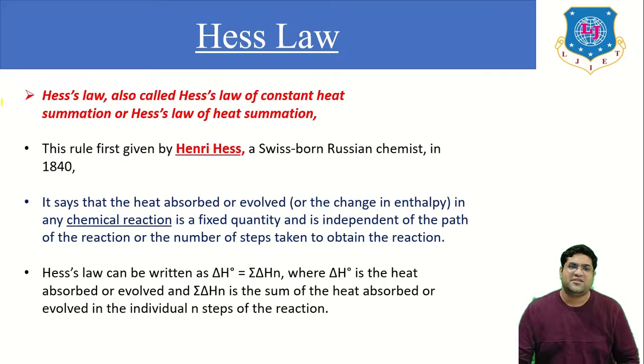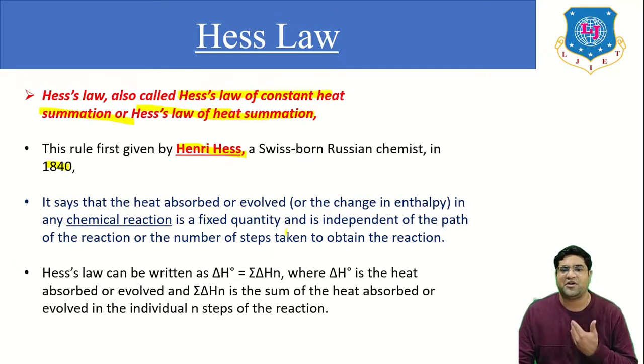Sometimes this law is also known as the law of constant heat summation. Okay, this law was given by Henry Hess in 1840. It says that the heat absorbed or evolved in a chemical reaction is a fixed quantity, and it is independent of the path of the reaction or the number of steps taken to obtain it.